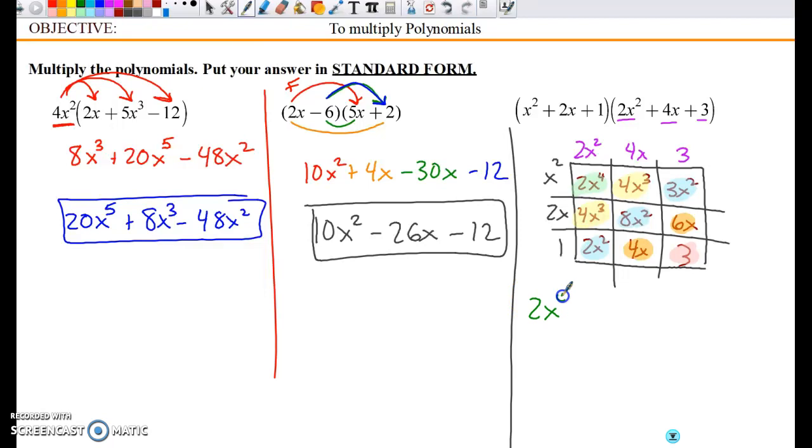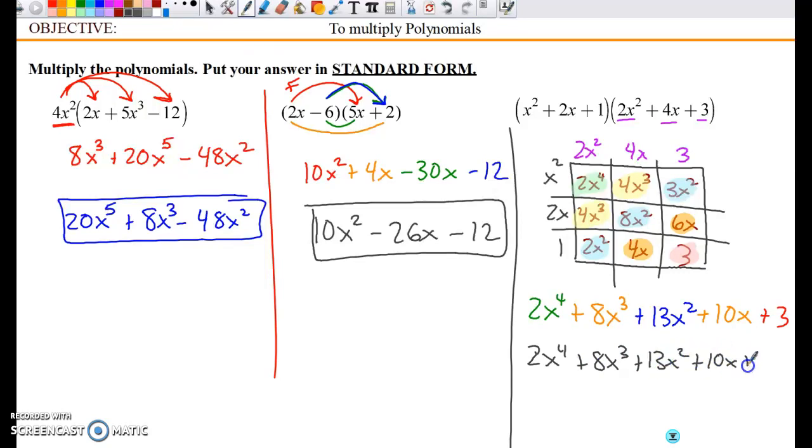2x to the fourth must come first. I will combine 4x to the third and 4x to the third to make 8x to the third. Notice that the power stays the same when I add. Then I must do the 2x squared plus 8x squared, that's 10x squared, plus 3x squared is 13x to the second power. 4x plus 6x, it's going to be plus 10x, plus the 3 at the end. Now I should have used both orange and those. Those aren't like terms, and so all this together, 2x to the fourth, 8x to the third, 13x squared, 10x, plus 3.